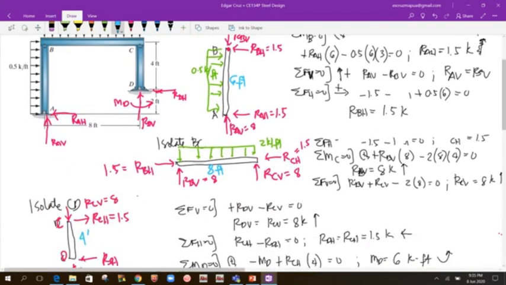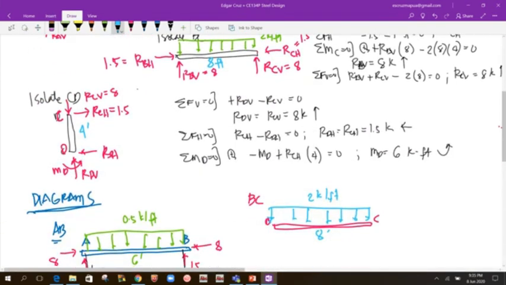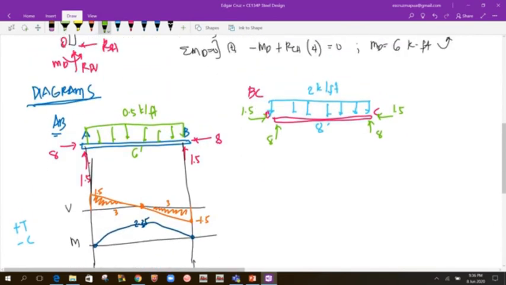Okay, so di bali meron tayong 1.5 to the right, tapos 1.5 to the left. Tapos may RVB tayo na 8 pataas. Tapos dito rin meron tayong RC vertical na 8 din. Okay? So, drawing the shear and moment diagram. Simple lang naman, no?